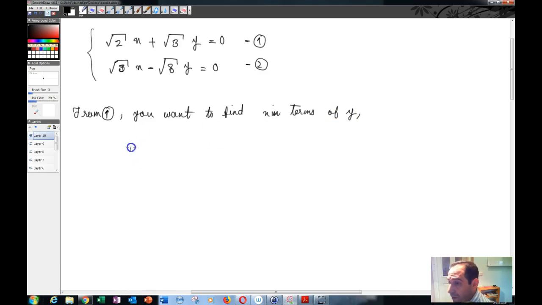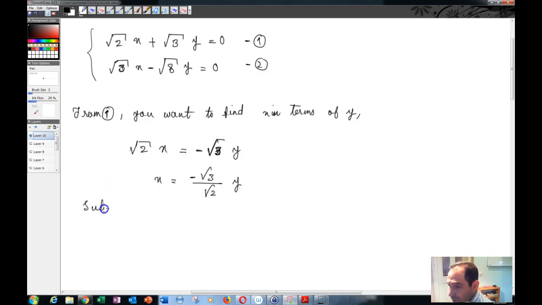So that would be square root of 2x is equal to negative square root of 3y. And that means that x is equal to negative square root of 3 divided by square root of 2 times y, right? So that's basically x in terms of y. Maybe we could use this, and then you can substitute this value of x in 2. Let's see what happens if we do that.